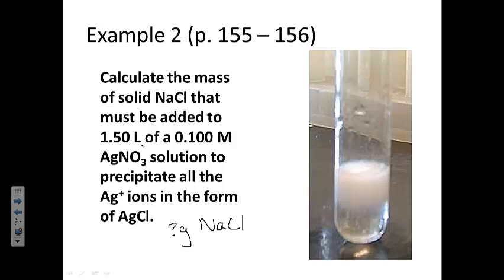Remember, mass is grams of sodium chloride that has to be added to 1.50 liters of 0.10 molar silver nitrate to precipitate all the silver ions in the form of silver chloride. Okay, so what does that mean? That means I had silver chloride floating around in this solution. I added sodium chloride in so that all this white stuff, this silver chloride, would precipitate out. And I still would end up having sodium and nitrate as my spectators.